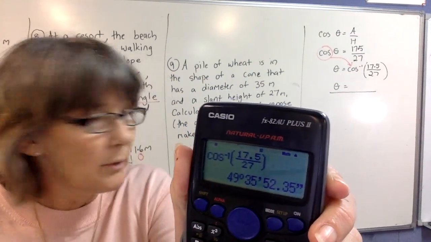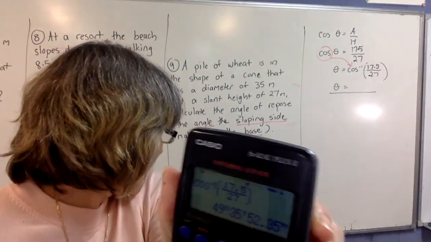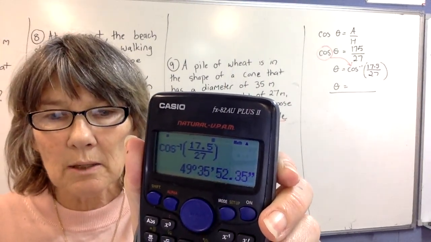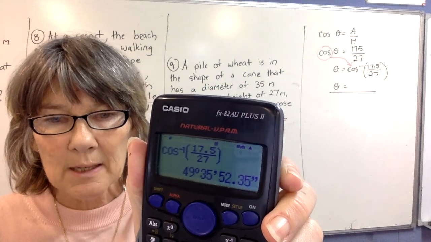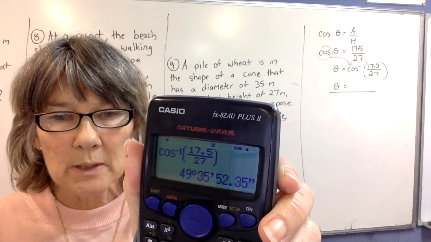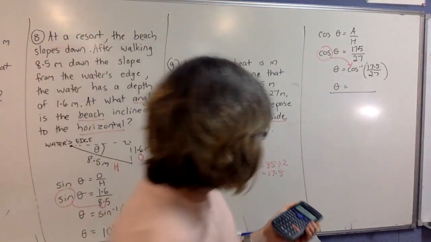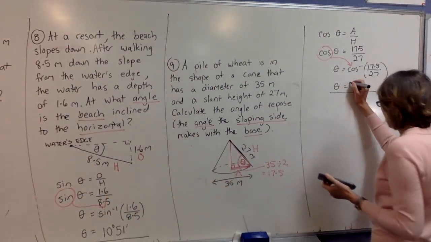So we want it to the nearest minute because they haven't said anything about nearest degree or anything. So look at our seconds, it's 52.35 seconds, that's 30 or more. So we're taking the minutes up by 1 to 36 minutes. So we have 49 degrees, 36 minutes.